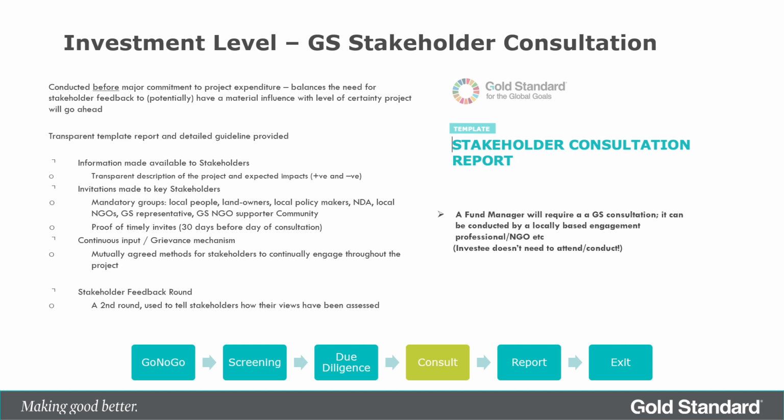And really that balances the need for investment to move, but also to take stakeholder feedback when it can potentially have a material influence on the design of a project. So consultation is pretty straightforward. There is a template report that is available. It consists of 4 key areas. In essence, the information made available to stakeholders needs to be transparently described and recorded. That's with a view to making sure that stakeholders really actually understand what the project is about, and they haven't merely been told a sort of greenwashed version of the project. And the invitation process and who is invited, that is also regulated by Gold Standard rules.